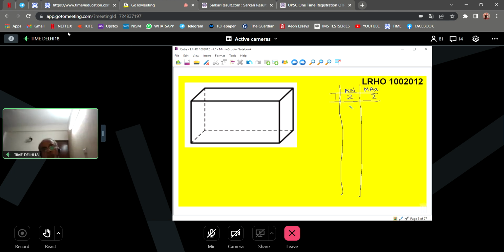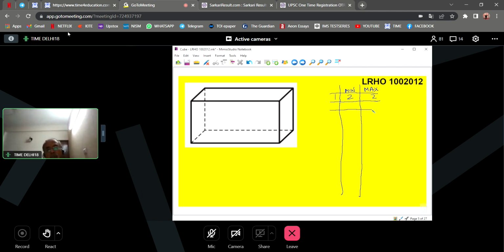Minimum के लिए क्या करूंगा? I'll apply all the cuts parallel to one direction. कितने pieces आएंगे? 1 more than the number of cuts. But for getting maximum number of pieces, I'll apply the cuts equally in as many directions as I can. One cut can be applied only in one direction. Fine. So it has to be 2 only.